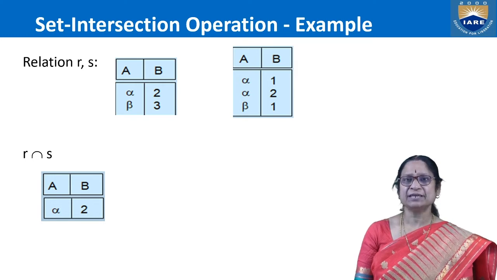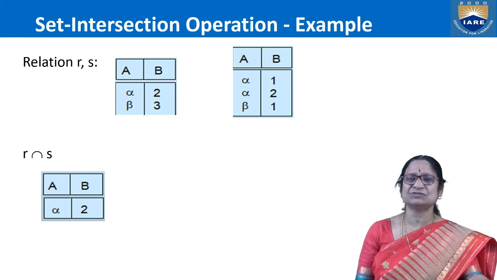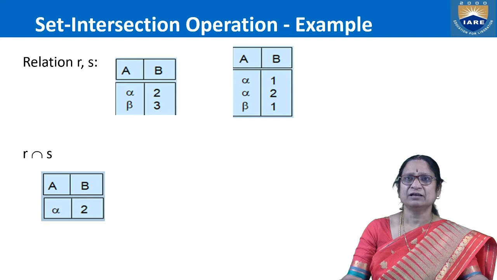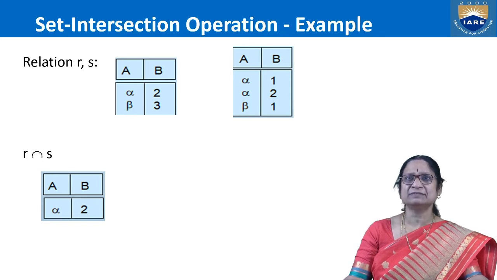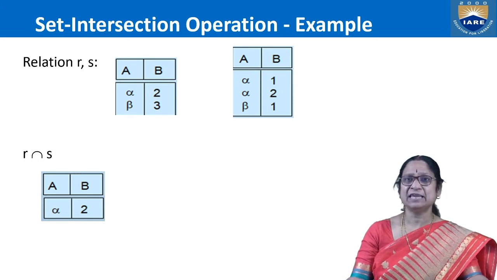You observe here that the resultant structure AB is the same, and the structure of R and the structure of S is also the same. That is, the schema of R, the schema of S, and the schema of R intersection S are the same. You observe that, I am talking about the schema.